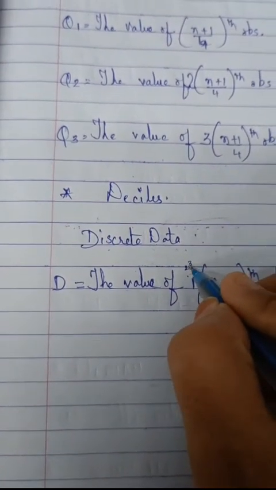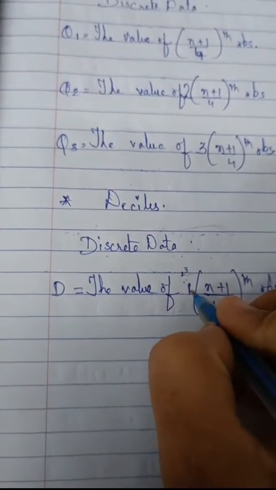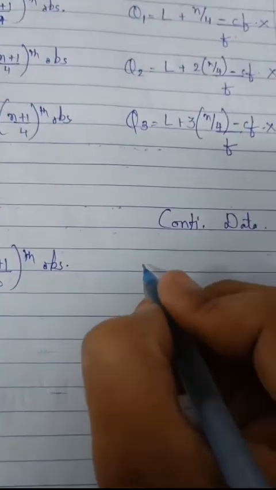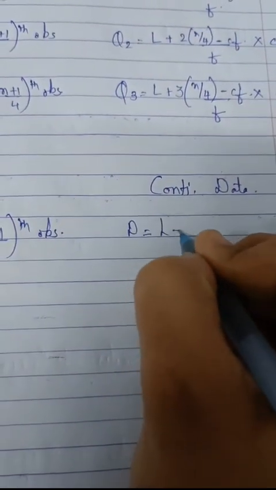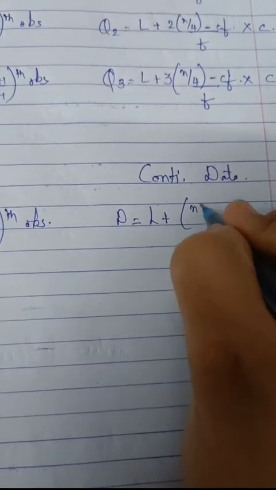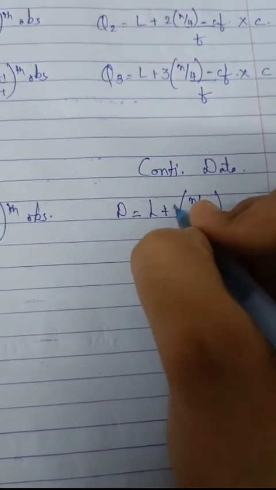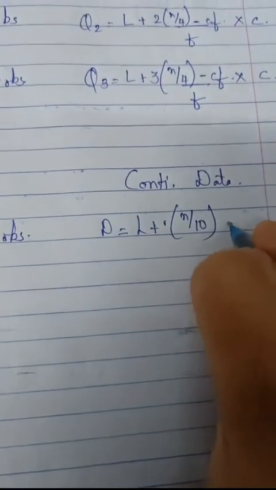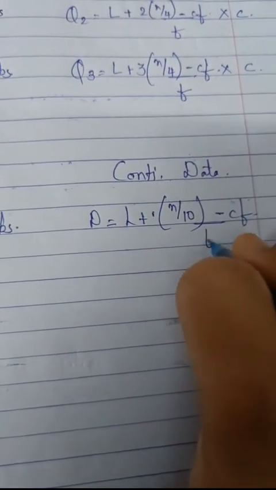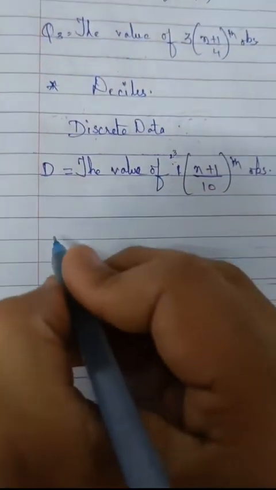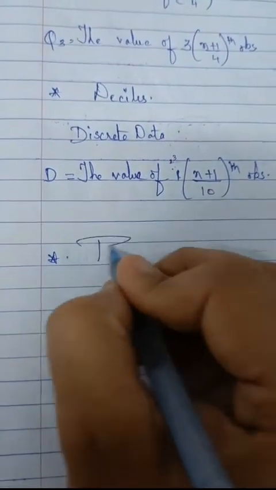If suppose 2, then you will write 2. If suppose 3, then you will write 3. Whatever number it is coming, you will be writing that number over there. Same way for deciles over here, L plus, nothing else is going to change, n by 10. If 10, then here 10, 9, then here 9, 8, then here 8, minus CF upon F into C.